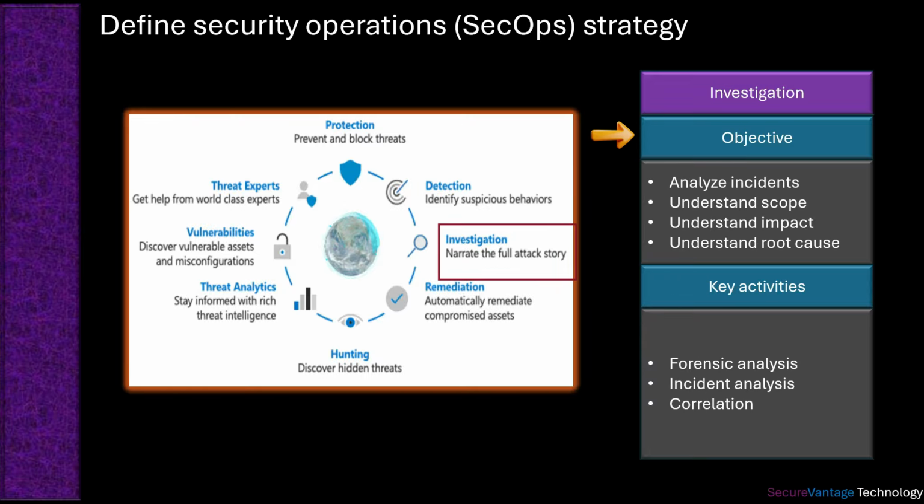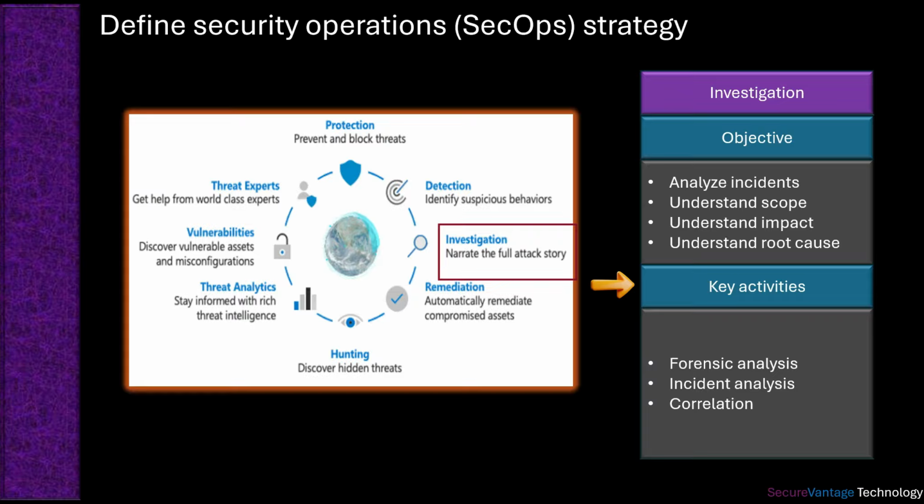The objective of investigation is to thoroughly analyze detected incidents to understand the scope, impact, and root cause, which informs the response and remediation efforts. The key activities that are done in the investigations are forensic analysis, incident analysis, and correlation. In the forensic analysis, organizations collect and analyze logs, network traffic, and system data to construct the events leading up to and during the incident.